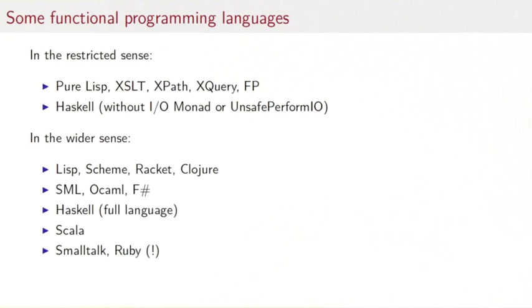In the wider sense, we see the Lisp family of languages, starting with Lisp, with prominent dialects Scheme, Racket, and Clojure. The ML family has SML, OCaml, and F# as the most popular variants. Then Haskell, the full language, Scala, and also Smalltalk or Ruby. You might be surprised to see the last ones in the list of functional languages, because they generally count as object-oriented languages.